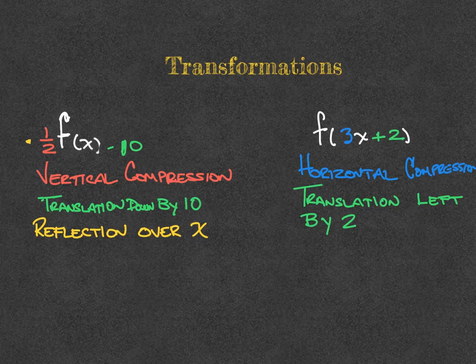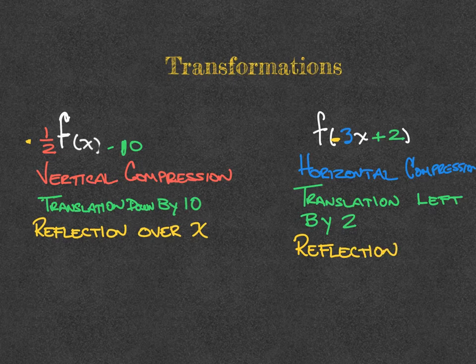Okay, so let's say now that I still have this, but what if the 3 happened to have a negative in front of it? So again, this is still going to remain a horizontal compression. You still have a 3 multiplying there. That negative is going to do something different. What? It's going to make a reflection. And since the negative is inside of the parentheses, the reflection will be over the y-axis. Okay?